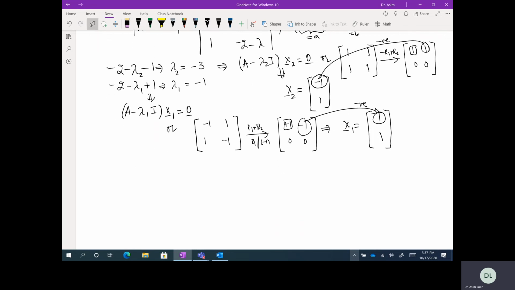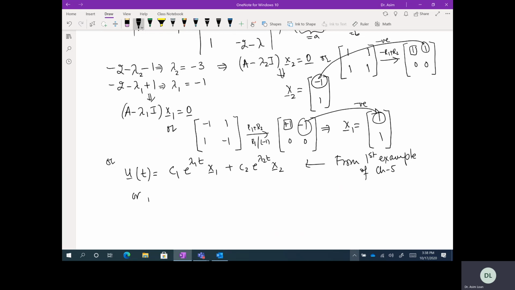And what is S? Maybe I'll calculate S later on. Or u of t is, as we know from the first example that we did when we started this chapter, the complete solution: c1 e to the lambda 1 t x1 plus c2 e to the lambda 2 t into x2. This is from the first example of chapter 5, so look at the first video lecture and you'll see this one.